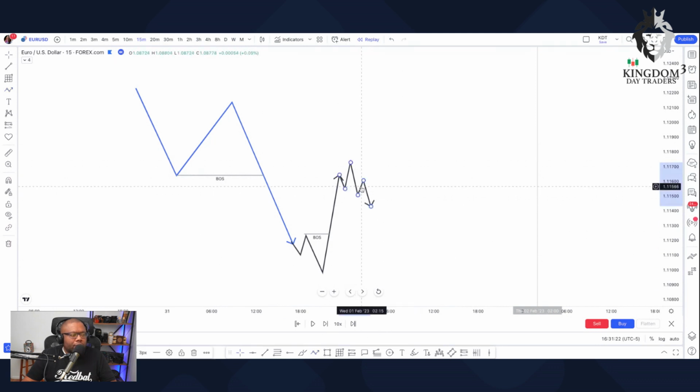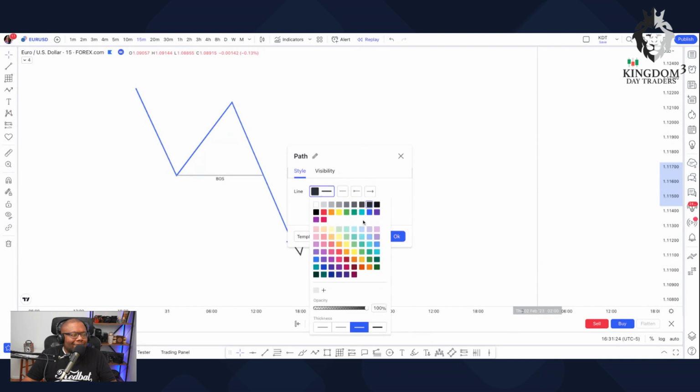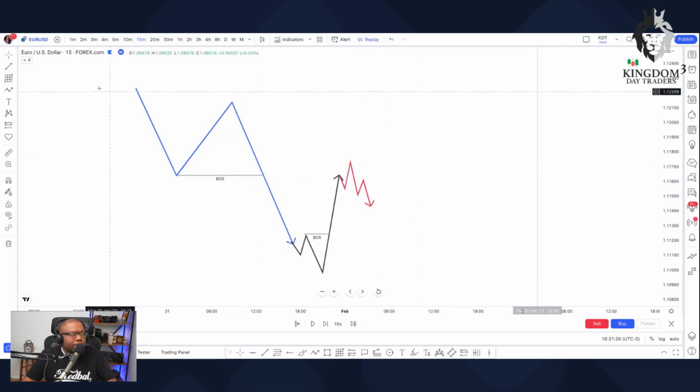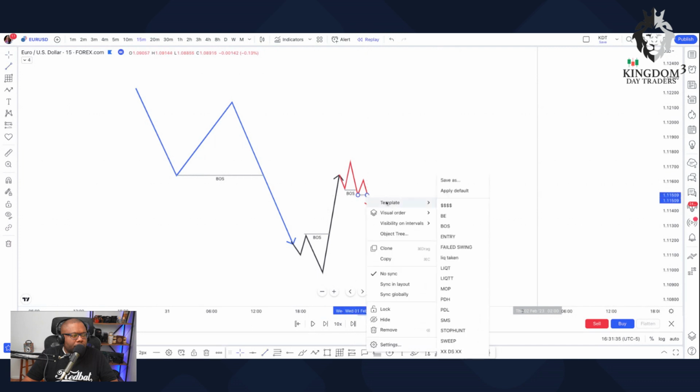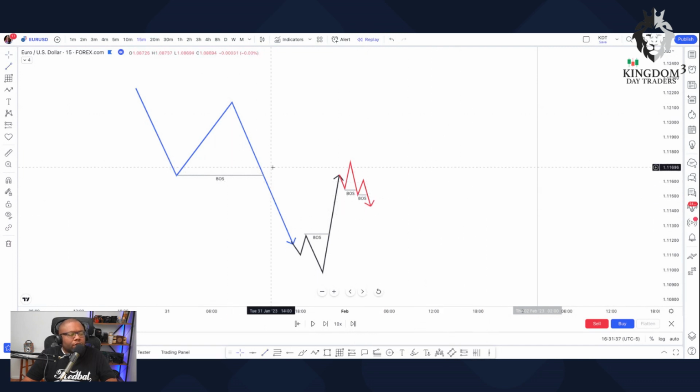So let's color code that one as well. So we'll call the red one the 15-minute. Okay, and you'll have a breaker structure over here and a breaker structure over there. Okay, so what can you do with this information?